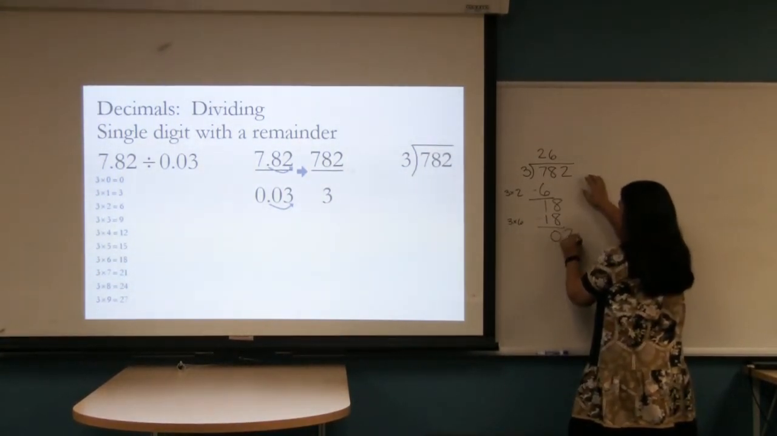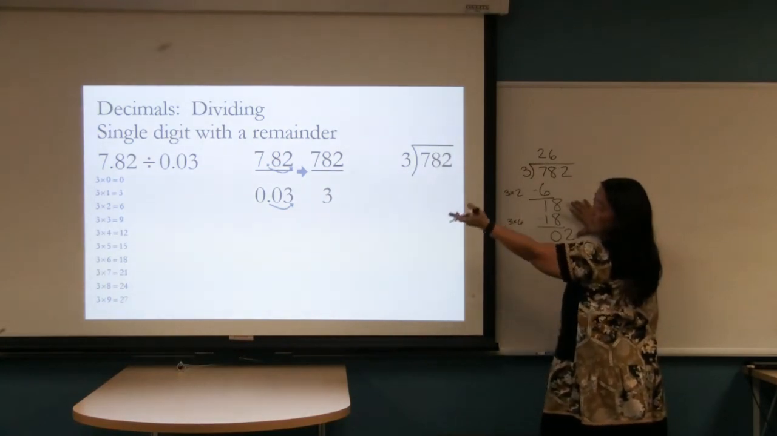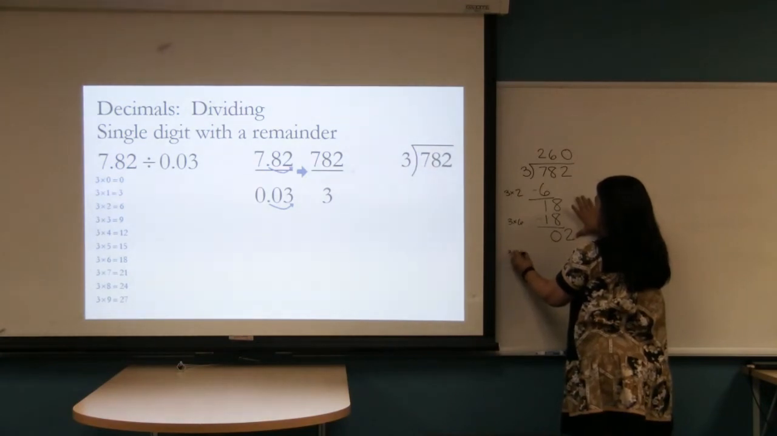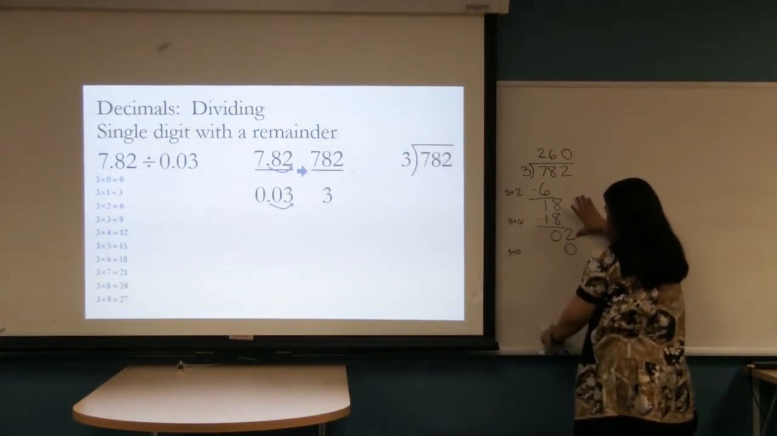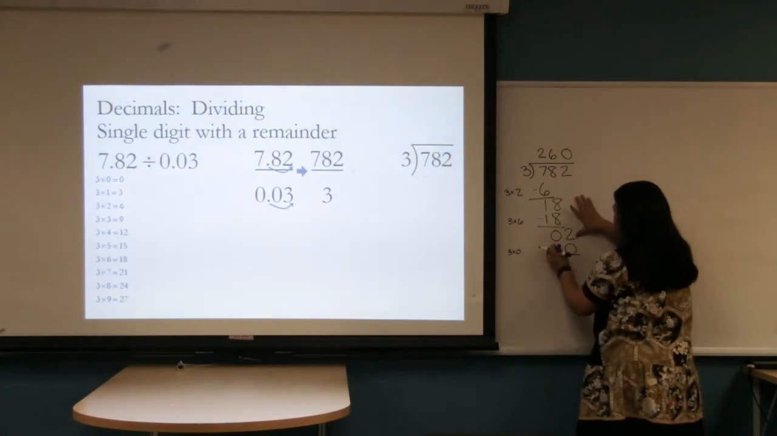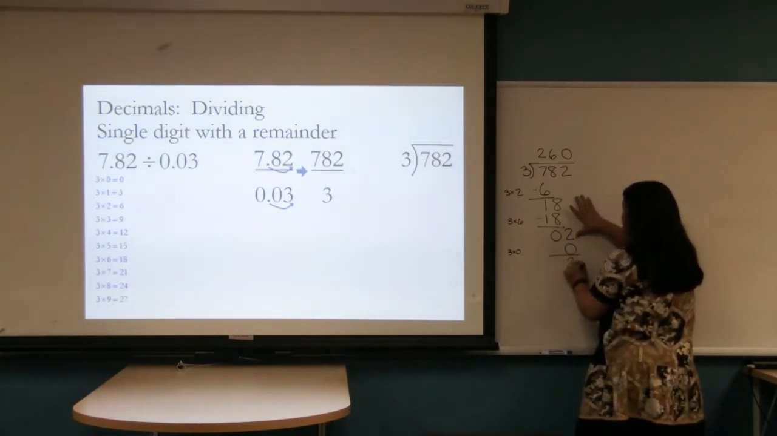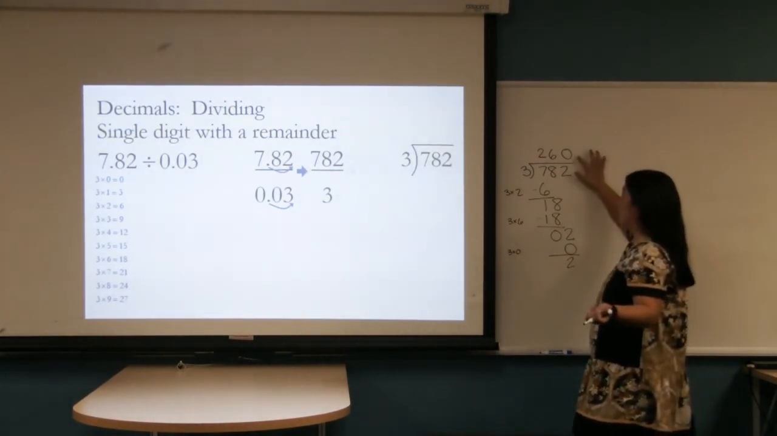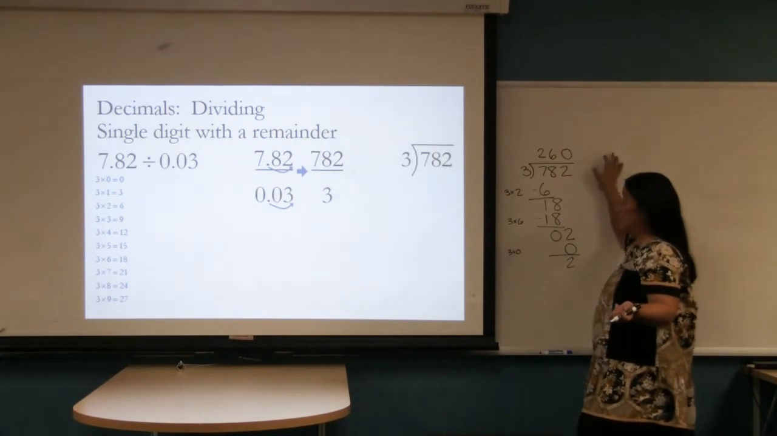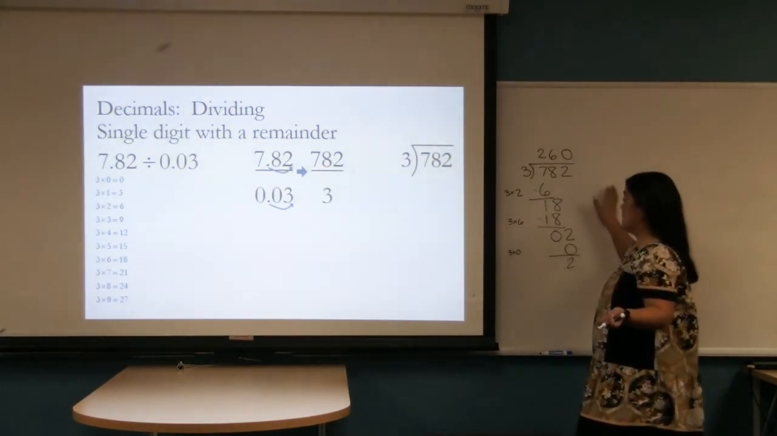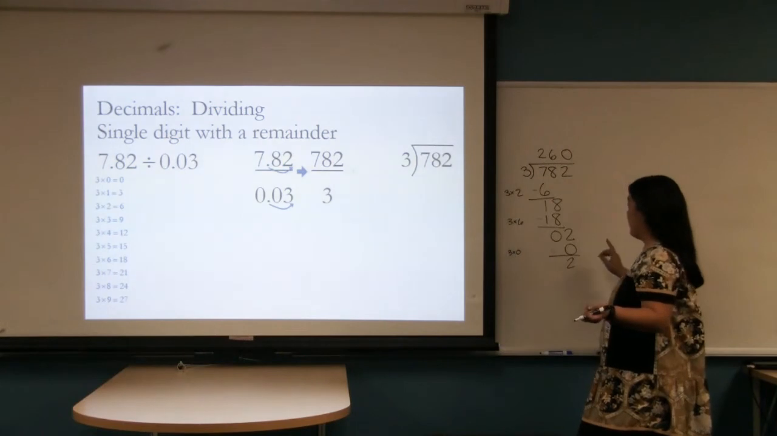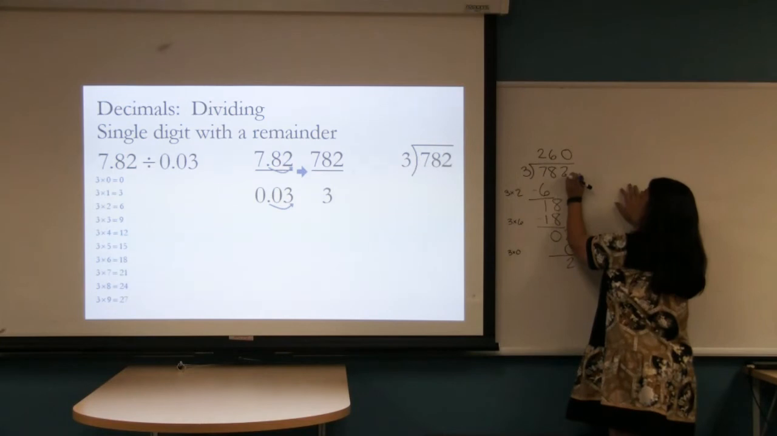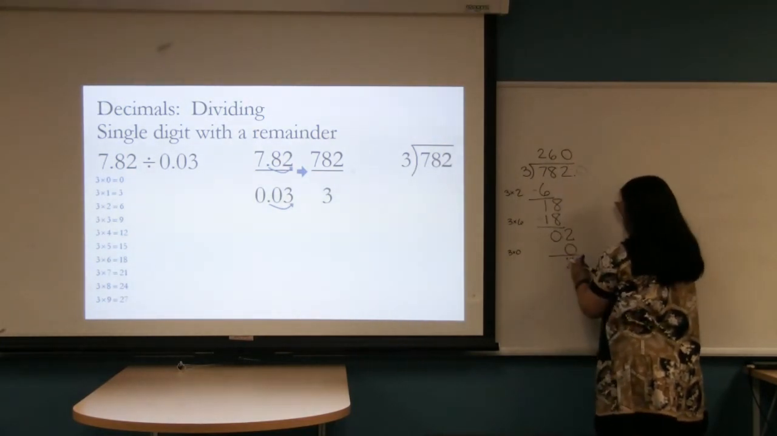Bringing down the 2. 3 goes into 2, as close as you can without going over. 0 times, and 3 times 0 is 0. Subtracting, and we have 2. Now, in the past, we've been able to do an R2 for a remainder of 2, or a mixed number, 260 and 2 over 3. However, I suspect that teachers teaching decimals are going to want you to continue.